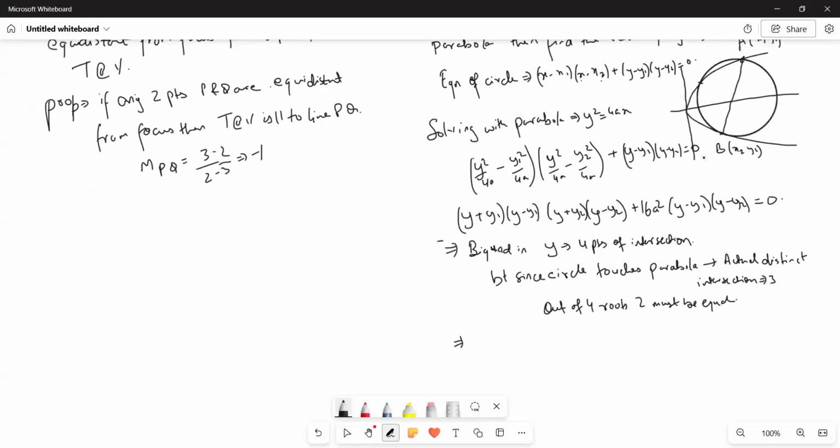Now, this would further imply that we already know two of the roots are y1 and y2. So y minus y1, y minus y2 cancel from the equation, because we already know y1 and y2 are two roots, and we are not fighting over them, so the remaining two roots have to be equal. So if we cancel that out, we get a quadratic: y square plus (y1 plus y2) y plus y1 y2 plus 16a square is equal to 0. This is the remaining quadratic after eliminating the roots y1 and y2. Now, what must happen with this quadratic?